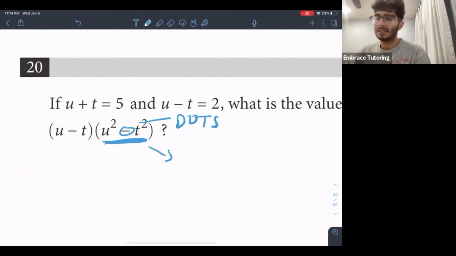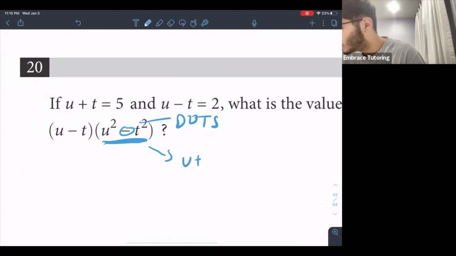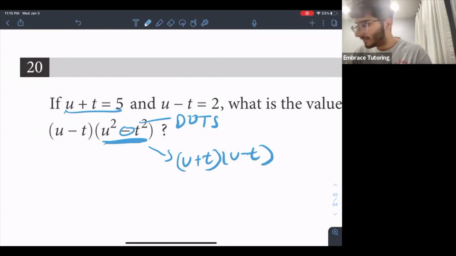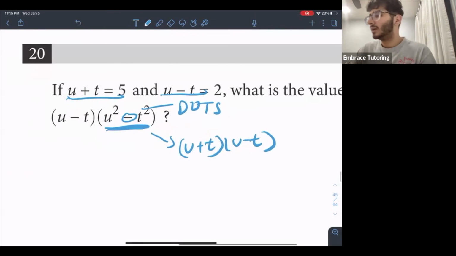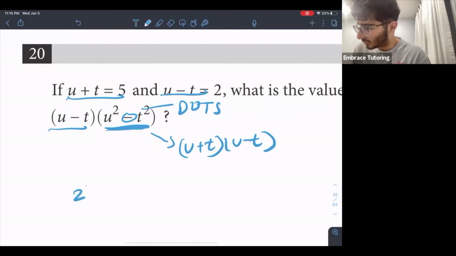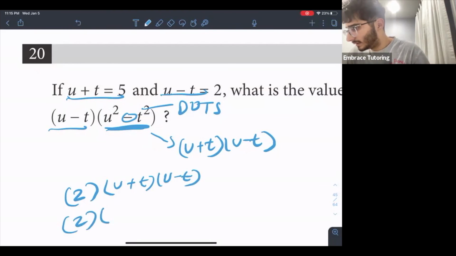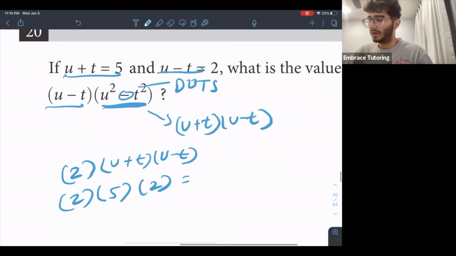And this is like what I said in the other question, where if it's u squared minus t squared and it's a difference of squares, then you know it would be u plus t times u minus t, which is all the information that we need. So we have u plus t and u minus t. Now we can solve the problem. And they gave us u minus t as one of the other factors to multiply. So we have u minus t, which is 2, times u squared minus t squared. This could be simplified as u plus t times u minus t, which is 2 times 5 times 2 again. Now we simplify: 2 times 5 is 10, times 2 is 20. And so that is our answer.